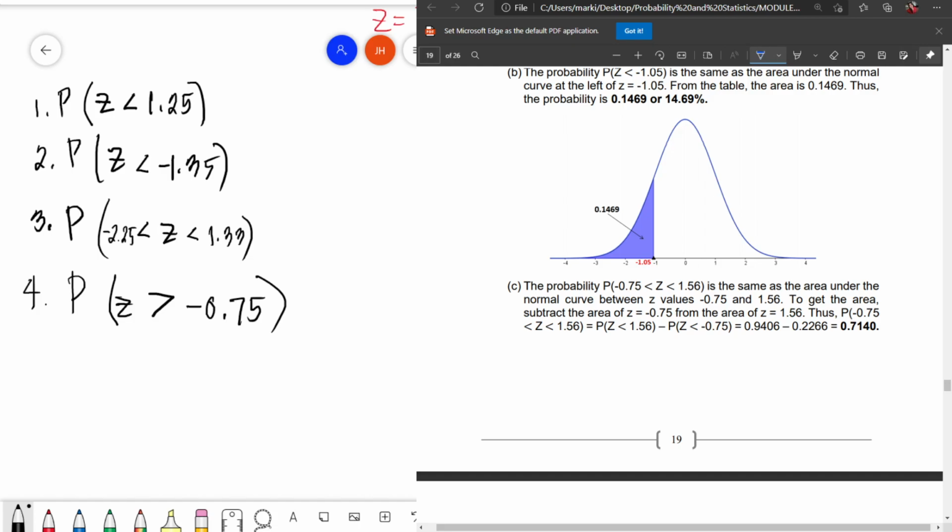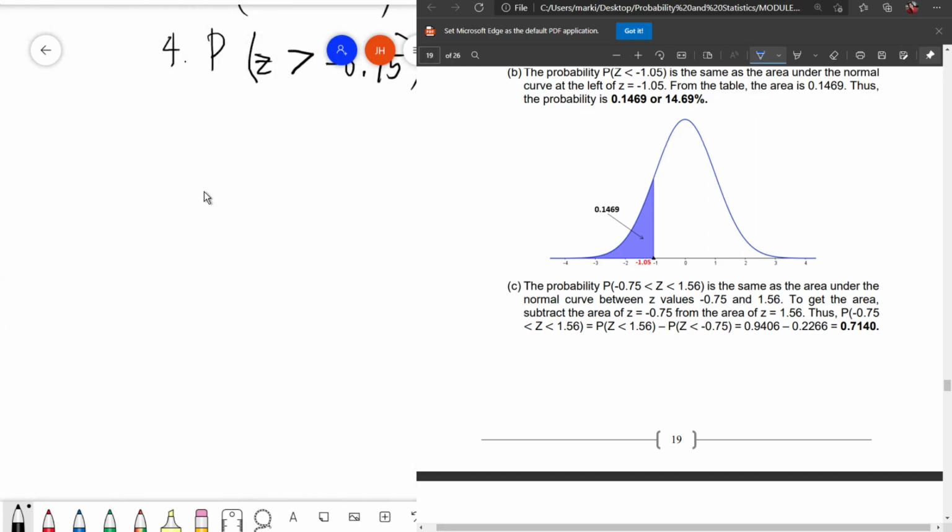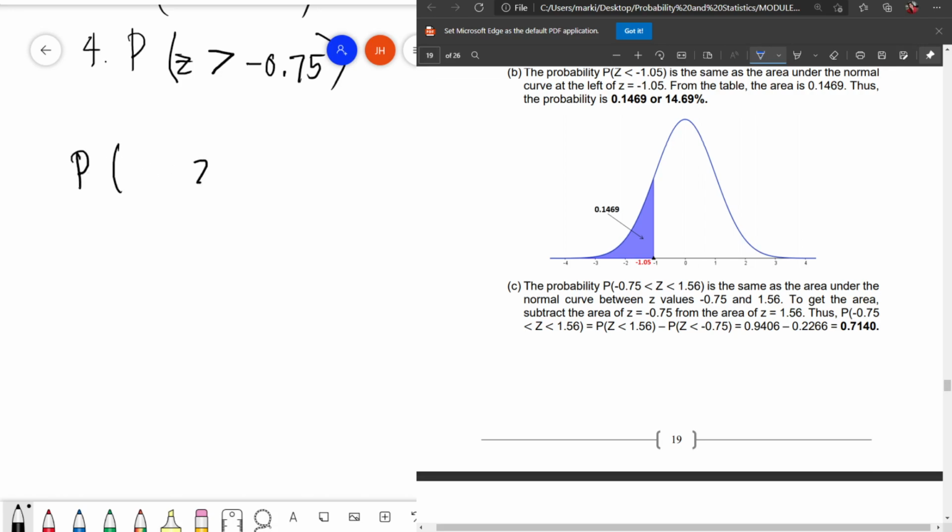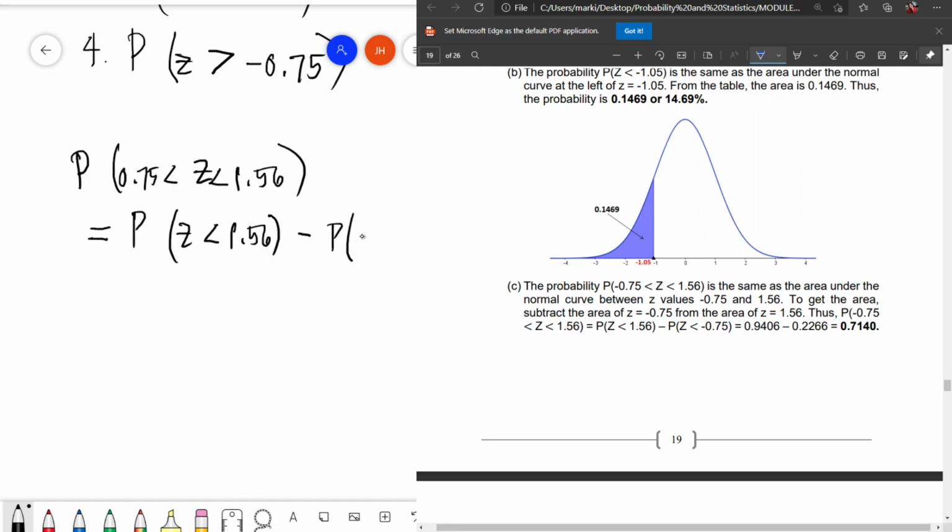Let's arrange the steps for number 3 so you can follow. So, for example here, P of Z is greater than 0.75. Don't be confused here, you are going to start reading at the center, okay? So, equals here. After this one, P of Z less than 1.56. Why less than, ma'am? Wait. Z is less than 0.75.